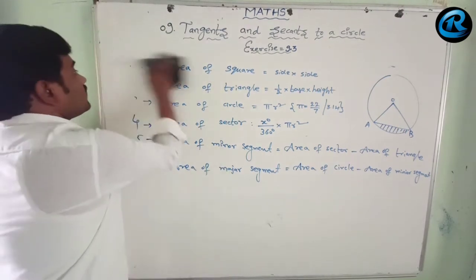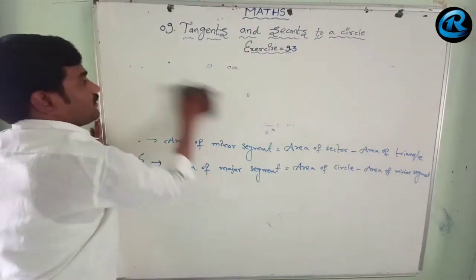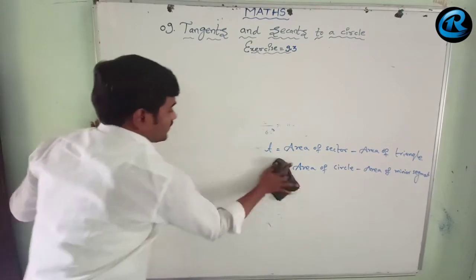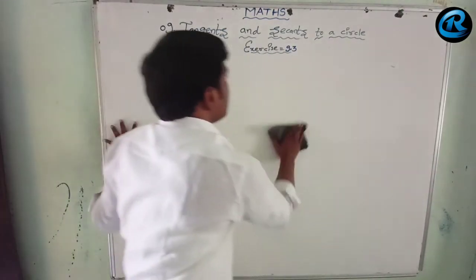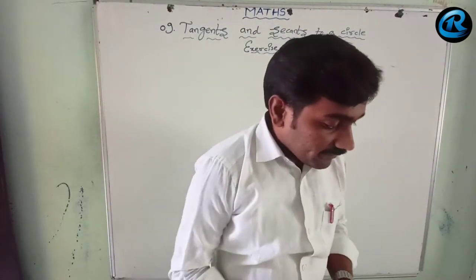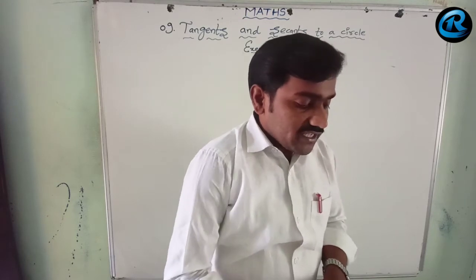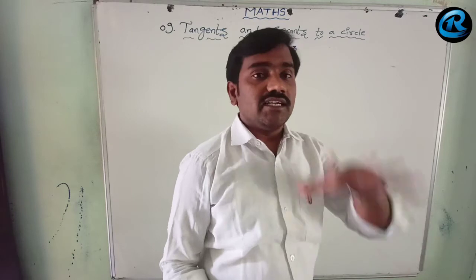Okay, now in the exercise, question number 1. In question number 1, we have to find out the area of the minor segment and also the area of the major segment. Both we need to find out. See that in a circle of radius 10 centimeter, a chord subtends a right angle at the center.